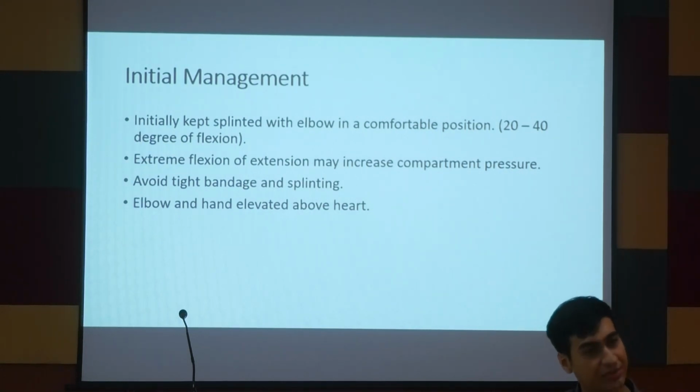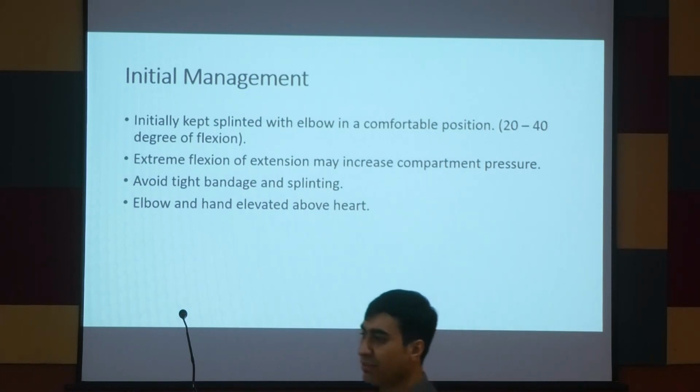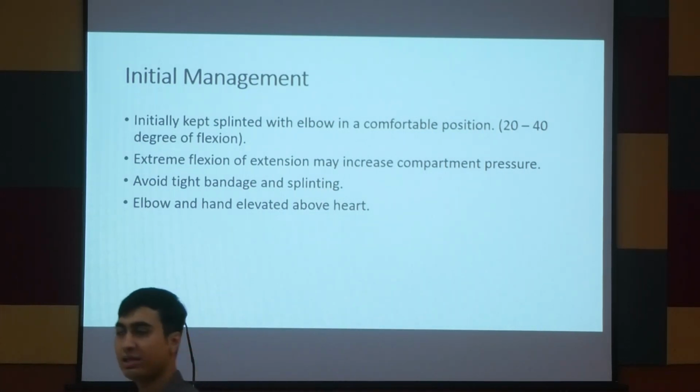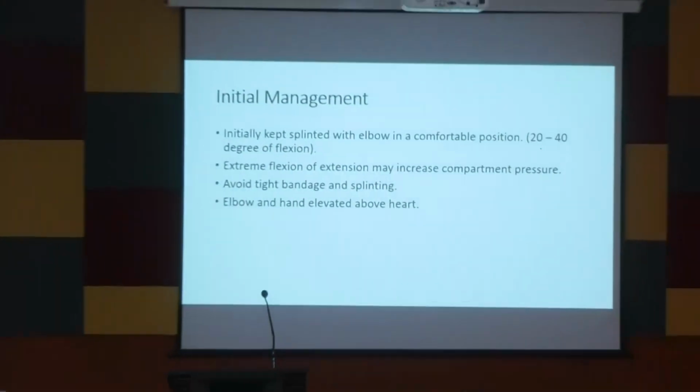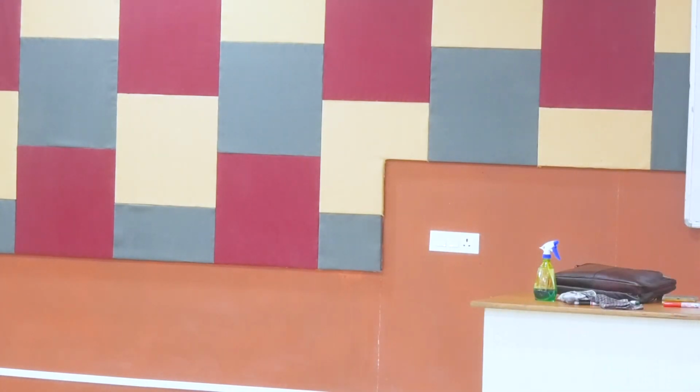Allow the swelling to subside. Allow the vascular system to maintain a good flow through the brachial artery. You should not flex it too much because after acute trauma, there is bound to be some amount of swelling. You cannot control swelling. So you should not put a splintage like this. Then you are narrowing the cubital fossa. This is the cubital fossa through which all the structures are going. You cannot make it tense. You have to leave it free.